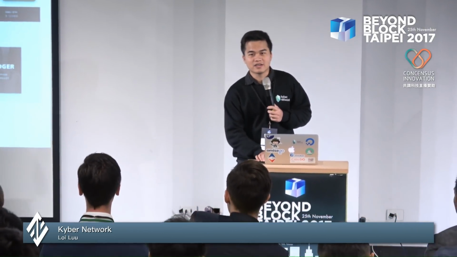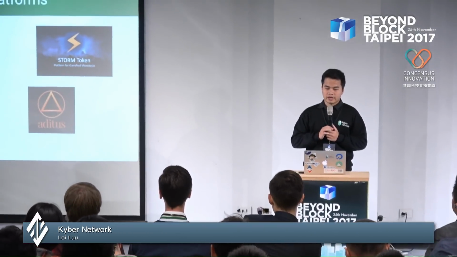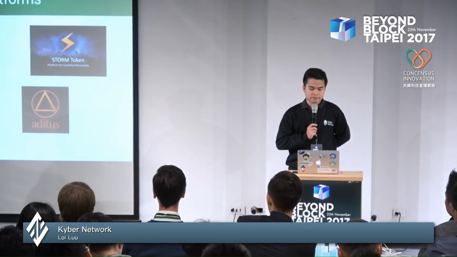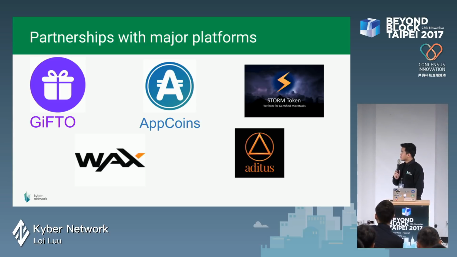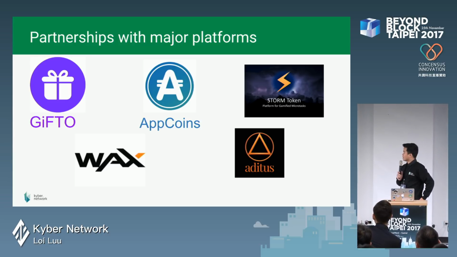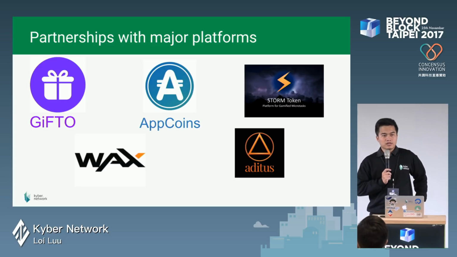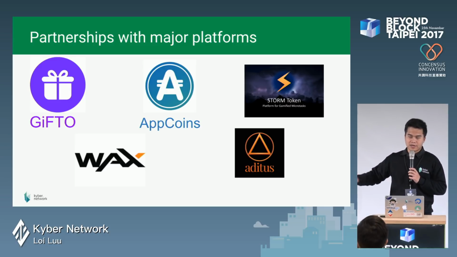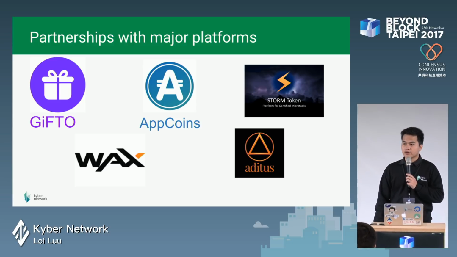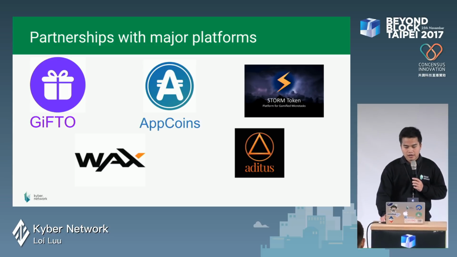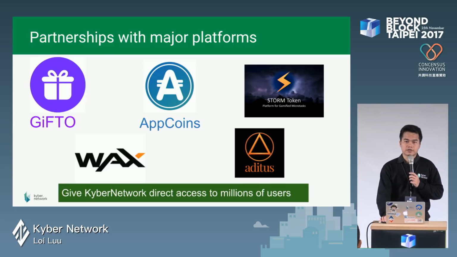Only with the currencies that we support. We have lined up a few very strong partners in the last few months. AppCoins is sitting over there, and we also have Gifto, Wax, Storm Token, and Aditus. One great thing about all these partners is that they have millions of existing users. So when we launch, we expect that the traffic our partners drive to Kyber Network is going to be terrific, so we can have direct access to millions of users.